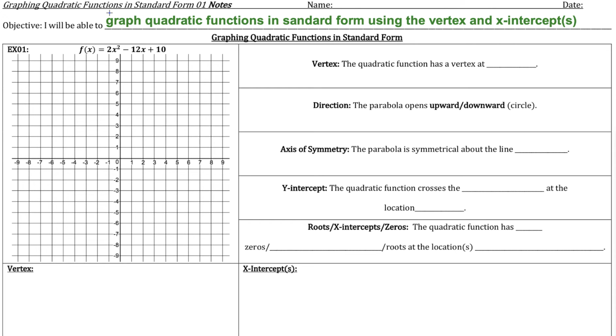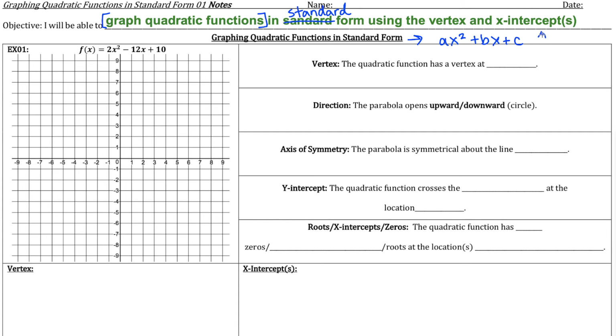All right, so in this lesson, we will graph quadratic functions in standard form using the vertex and x-intercepts. Just so you know, standard form is ax squared plus bx plus c. This is standard form of a quadratic.